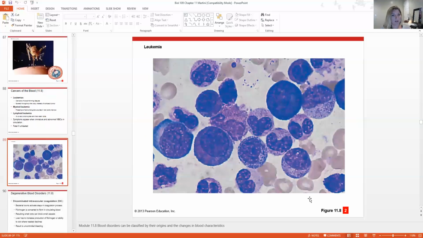Oh, well. All right. Here are your abnormal white blood cells. You can see they don't look right, and there's an abnormal ratio to them.